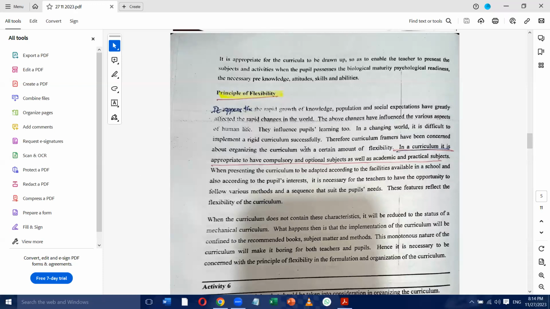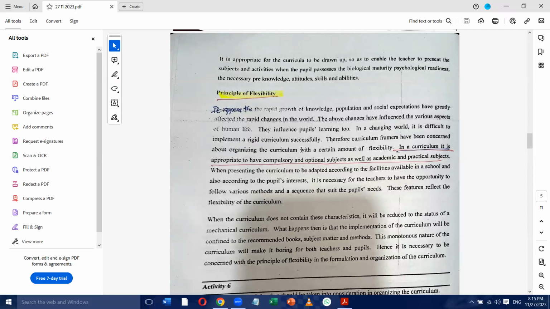Yeah. Nowadays, you know, you should have flexibility when you impart knowledge, skills, and attitude, because different factors affect a human being, affect a student. So you can't have, like in the older days, say 40, 50 years back, a complete and strong system of implementing, preparing, learning or monitoring. But nowadays, it's impossible, you know that. So in a curriculum, it is appropriate to have compulsory and optional subjects as well as academic and practical subjects, what we have here in Sri Lanka. That is okay. We have some compulsory subjects and some optional subjects.